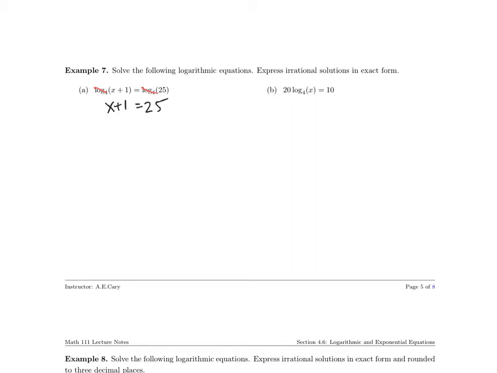In this case, x plus 1 is equal to 25. Subtract 1 on both sides. X is equal to 24. Leave this in exact form. So I'm going to put that into a solution set. Boom, done. Not too bad.